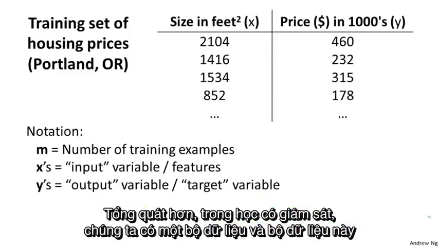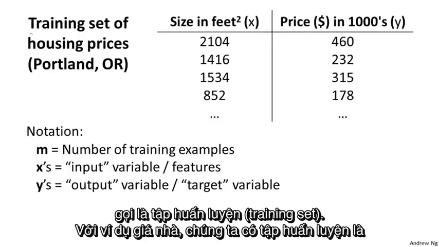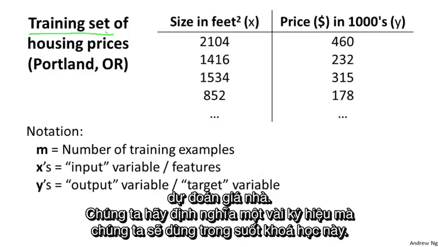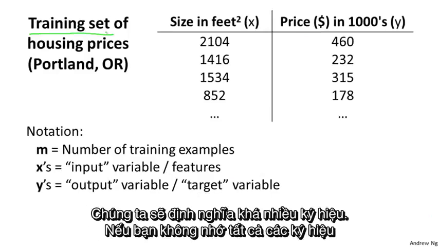More formally, in supervised learning, we have a data set, and this data set is called a training set. So for a housing price example, we have a training set of different housing prices, and our job is to learn from this data how to predict the prices of the houses. Let's define some notation that we're using throughout this course. I'm going to define quite a lot of symbols.